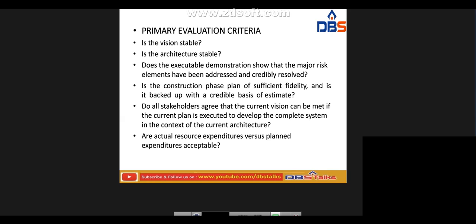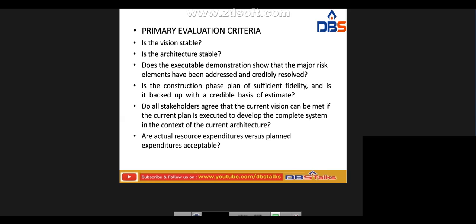if the current plans are executed by the developer of the computer system in the context of the current architecture. So given all the current plans are executed or not, the development team will be doing everything, and usually the current structure will be developed or not. Is actual resource expenditure versus planned expenditure acceptable? So what are the resource expenditures, and how do they compare to the planned expenditures? Everything should be acceptable to the particular primary evaluation criteria.